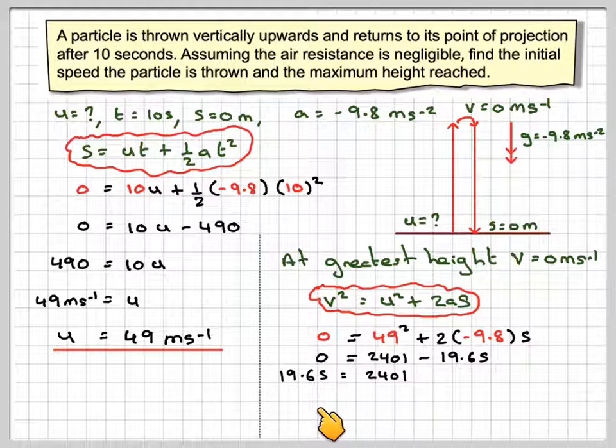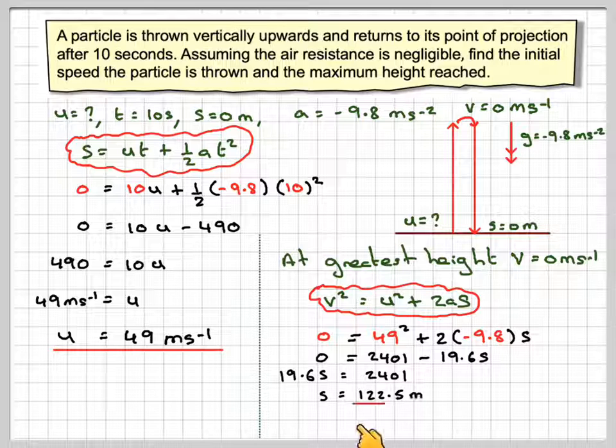So 19.6 S will be equal to 2,401, and therefore S will be equal to 122.5 meters. So the greatest height reached will be 122.5 meters.